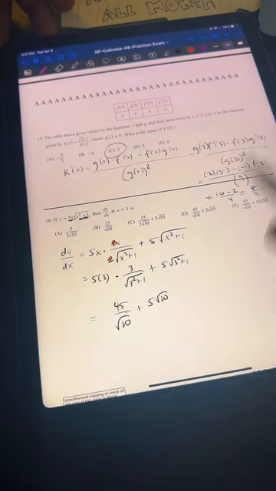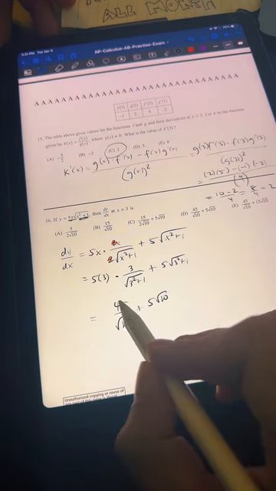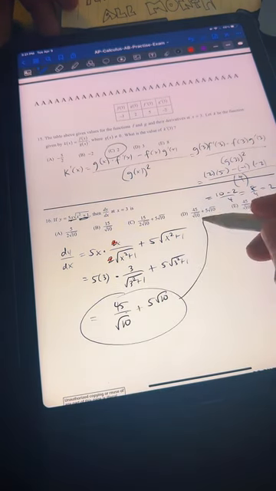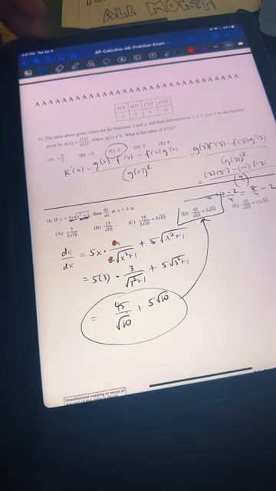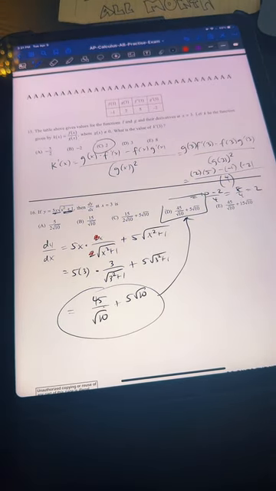Well, none of our answers, actually, yes, they do. Our answers look like this: 45 over root 10 plus 5 root 10. Oh, that is so nice. They bless us with that. Thank you, thank you, thank you, AP graders.